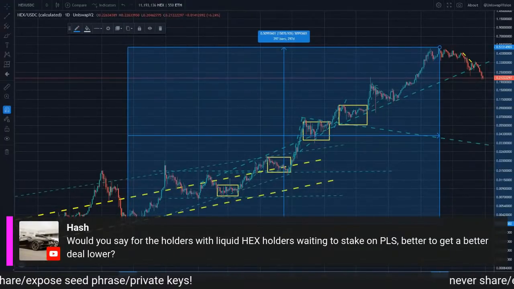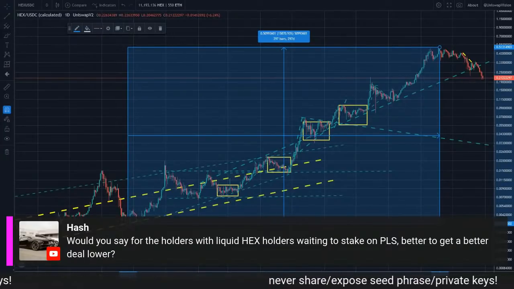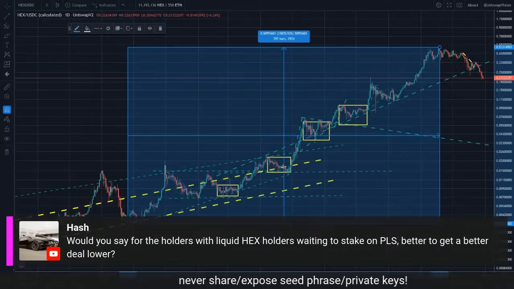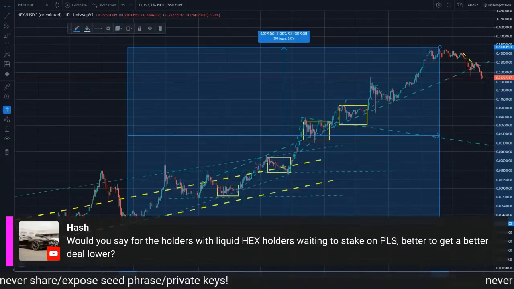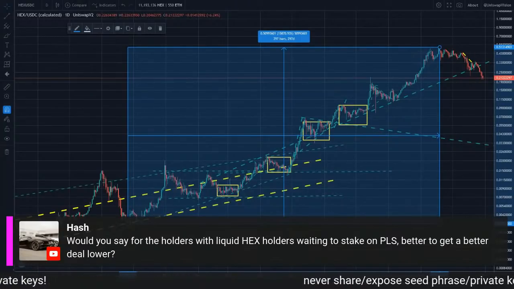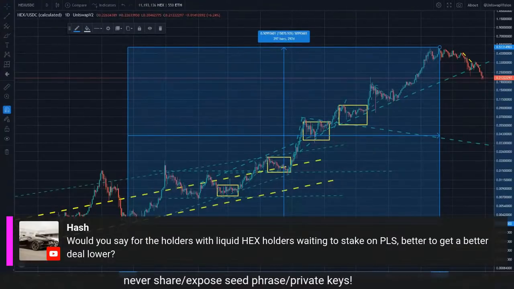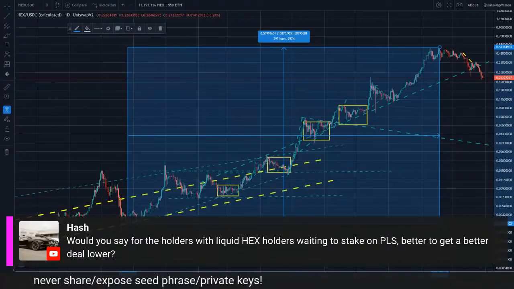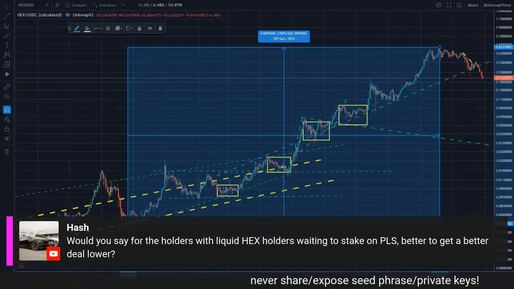Would you say that for the holders with Liquid Hex, holders waiting to stake PLS, it's better to get a better deal lower? Not really understanding your question. I'm guessing you mean whether it's better to wait to buy PLS instead of swapping for EHEX or something, or to stake on PLS. Oh, yeah, I got you now. I got you.